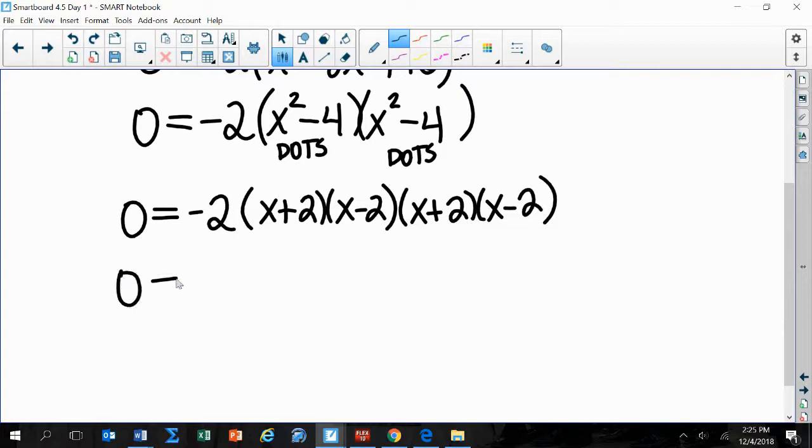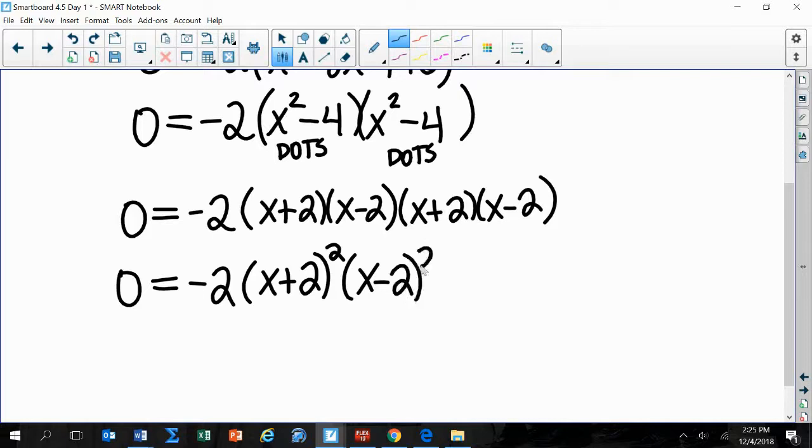If you want to clean this up a little bit, how many x plus 2 factors do we have? 2, so you could write this as x plus 2 squared. And how many x minus 2 factors do I have? 2. Okay, so I can write that as x minus 2 squared.